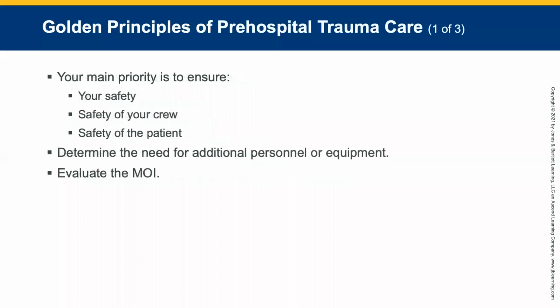Golden principles of pre-hospital trauma care. Your main priority is to ensure your safety, the safety of your crew, and the safety of the patient. Determine the need for additional resources or equipment and evaluate the MOI.